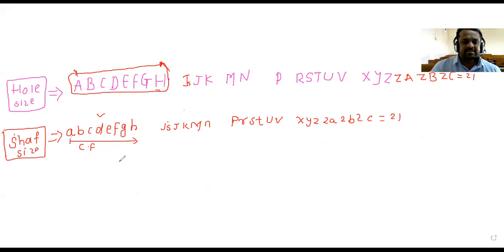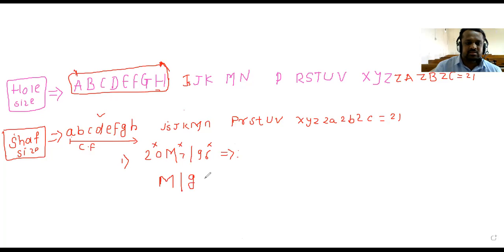Okay, so the next example I will write out here. Suppose next, 20 capital M 7 slash G6. Then tell me what is the type of fit. Yes, again 20 is not required here, 7 is not required here, 6 is not required. So directly I will write down here capital M slash G. Then tell me the type of fit.